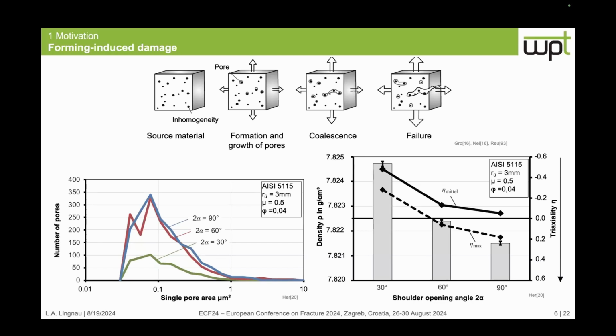The problem with it is we only get a quantification in 2D or the density, but we don't know anything about the distribution of defects, which is very important for fatigue fracture mechanisms or fatigue in general. So the basic question is, how big is the impact of the forming induced damage, or how do we quantify it regarding the axial torsional performance?